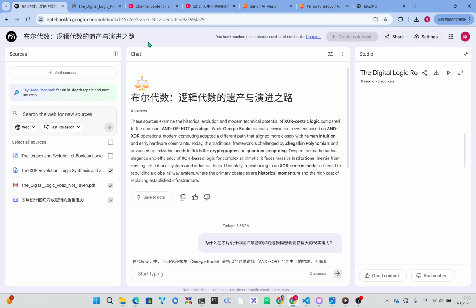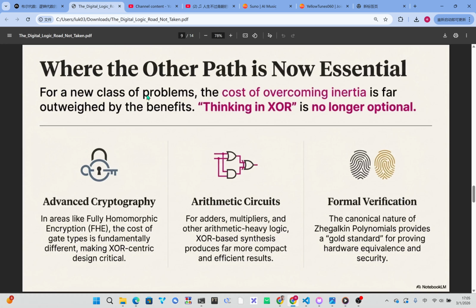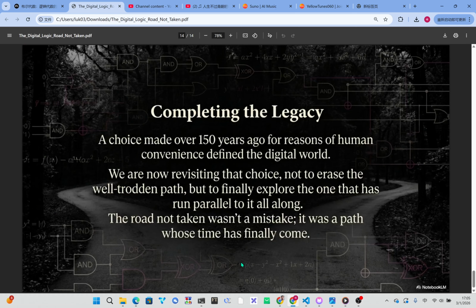So we are essentially revisiting a fundamental choice made 150 years ago. Not because the choice was wrong then, but because the scale, the complexity, and the specialized nature of the problems we're solving now, from hardware security to quantum entanglement, demand the mathematical efficiency that Boole set aside for the sake of human intuition. Right. The road not taken wasn't a mistake. It was simply a path whose time has finally come.